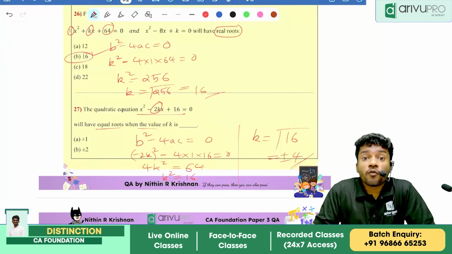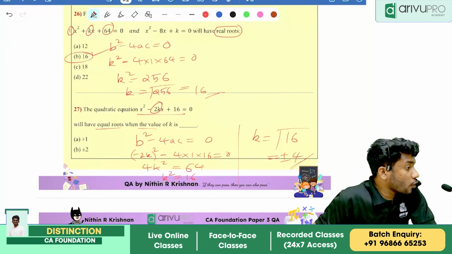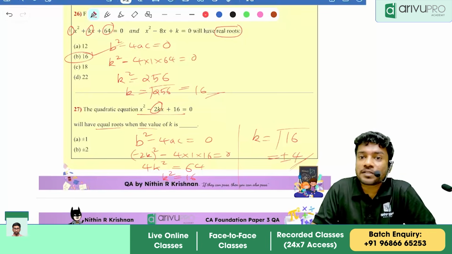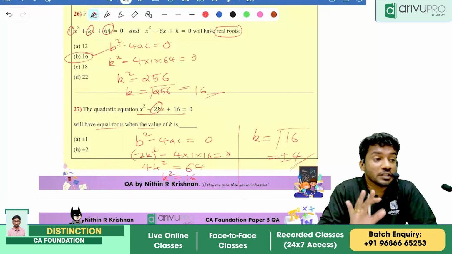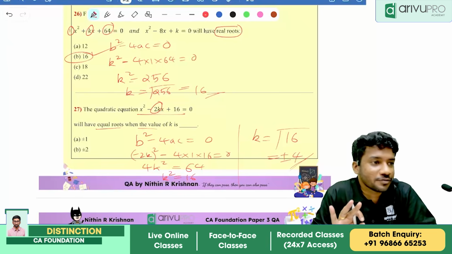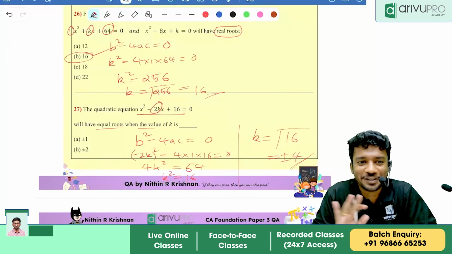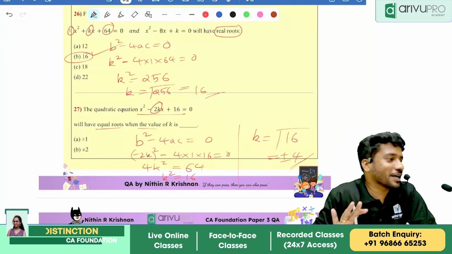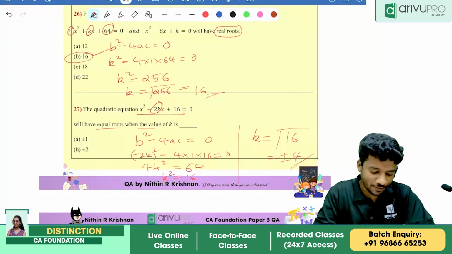What is the square of minus 4? 16. What is the square of 4? 16. It can be plus or minus 4. In this particular chapter, we will take it as plus or minus 4. In no other chapter will we take it that way, only in this chapter. Plus or minus 4 is the square root of any value.